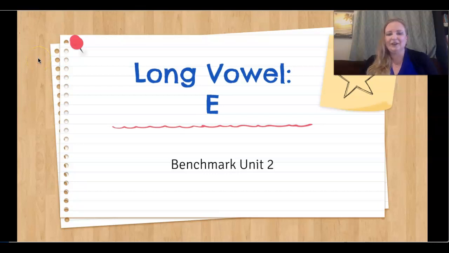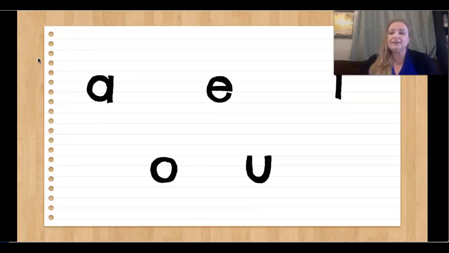Hi there. We are going to talk about the long vowel sound for the letter E, which is when it says its name, E. First, let's go over the vowels again. So, A, E, I, O, U are the vowels, and sometimes the letter Y is a vowel too, and in this case, we're going to see it.